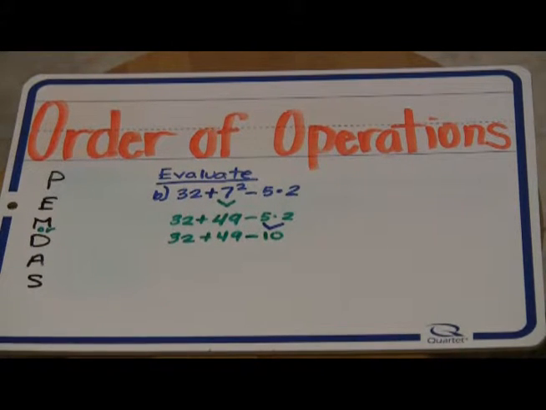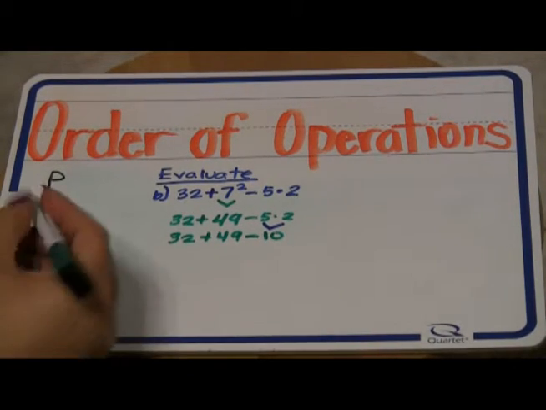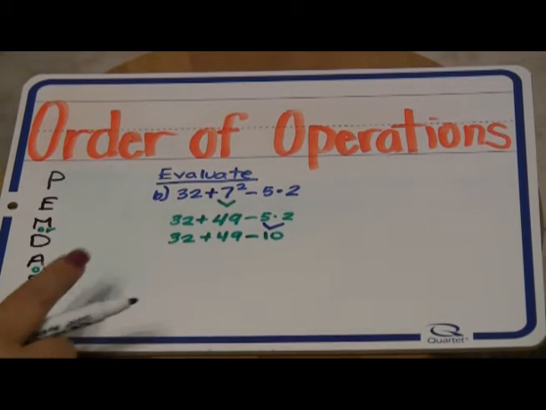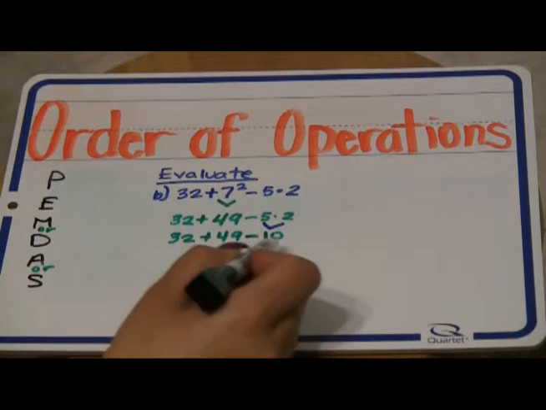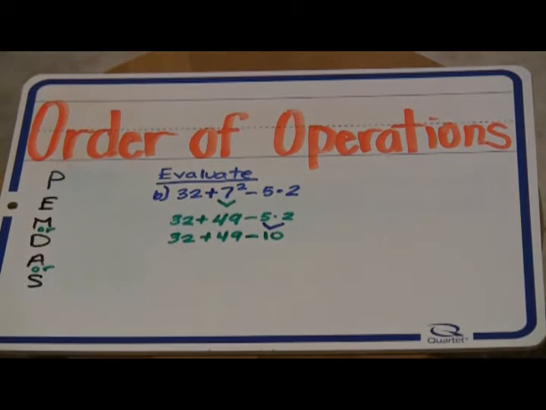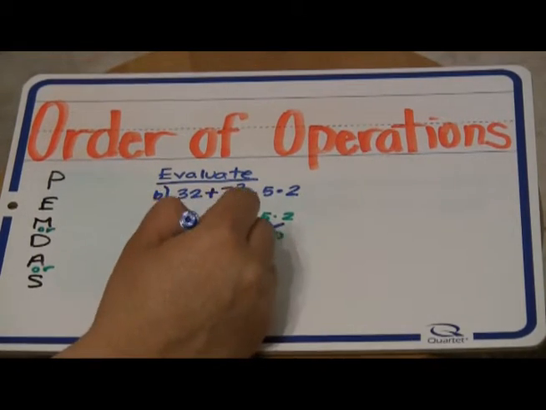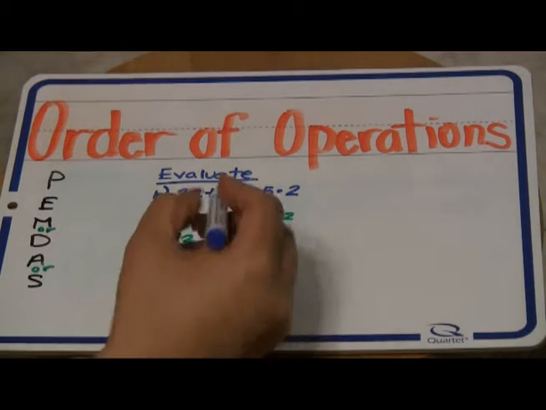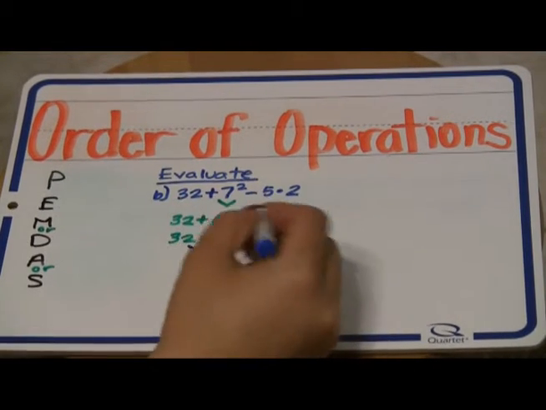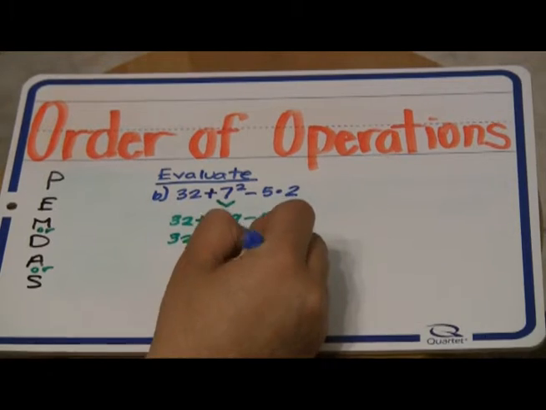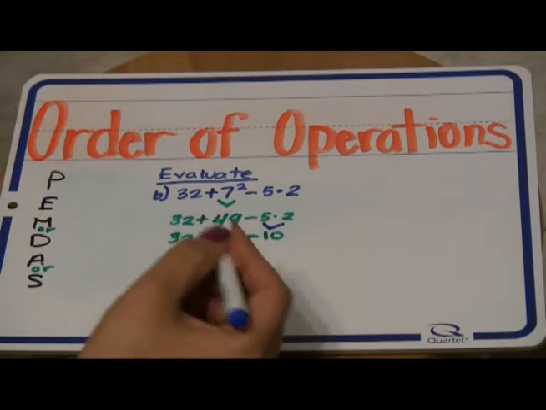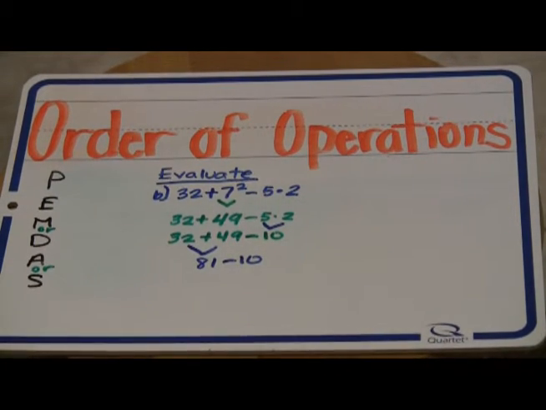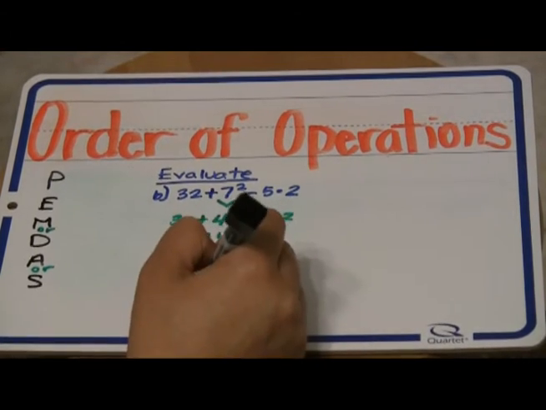Now we can solve from left to right. As mentioned earlier, it's addition or subtraction. So when I look at it from left to right, the first thing I see is that addition. So I'm going to work with 32 plus 49, which will give me 81. I bring down that minus 10, and I subtract 81 minus 10, which will give me 71.